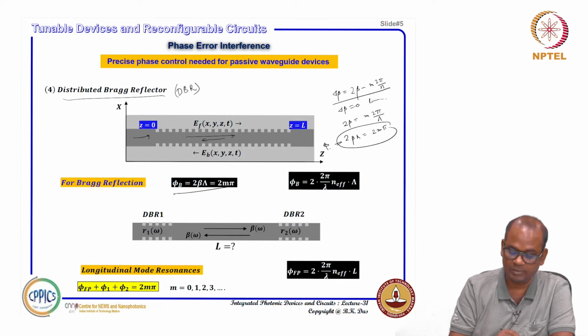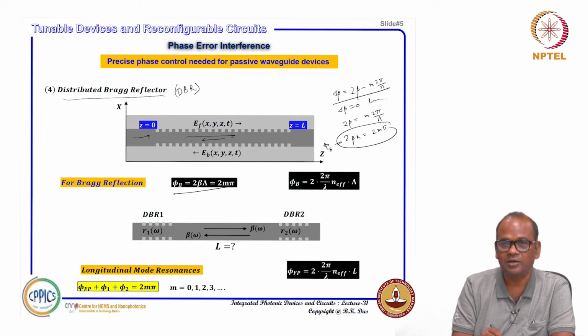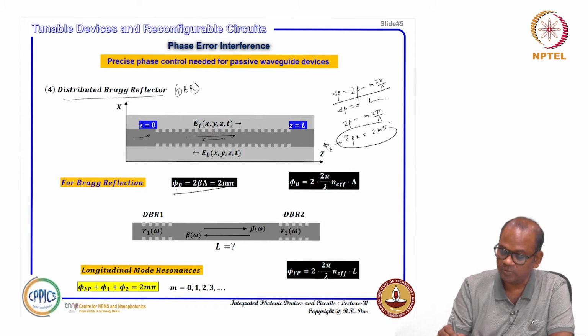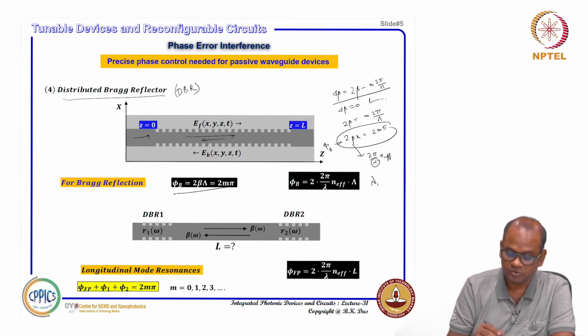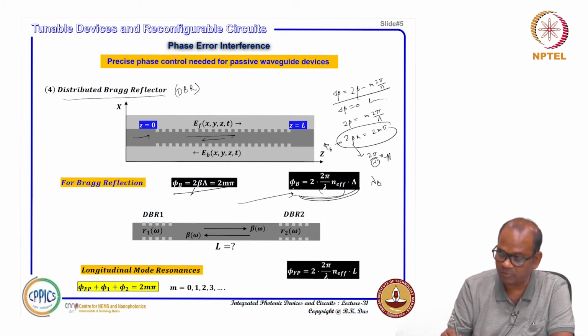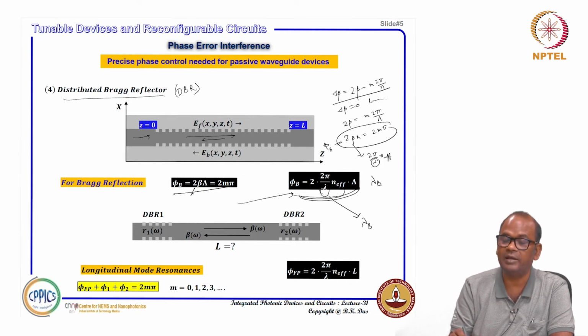This phi b is called the Bragg phase. If it matches the corresponding 2 pi by lambda n effective, that particular lambda will be reflected back, called lambda b, the Bragg wavelength. So we write this again in a slightly modified form: 2 times beta means 2 pi by lambda n effective times lambda, that is your phi b. If you want this lambda to be the Bragg wavelength lambda b to be reflected, this phi b has to be matched. This type of phase condition is needed.